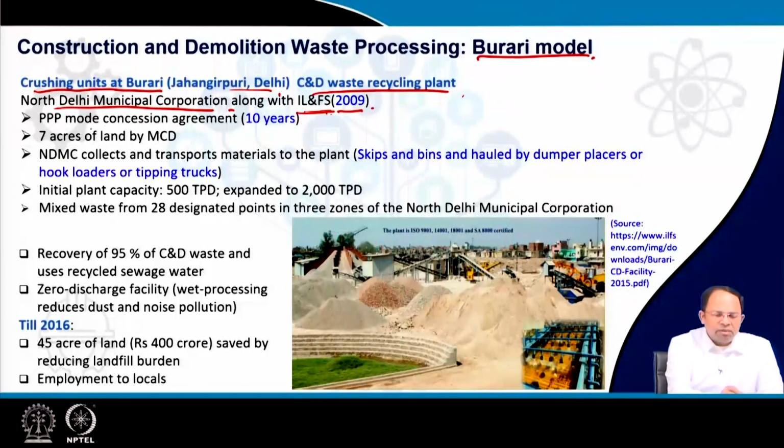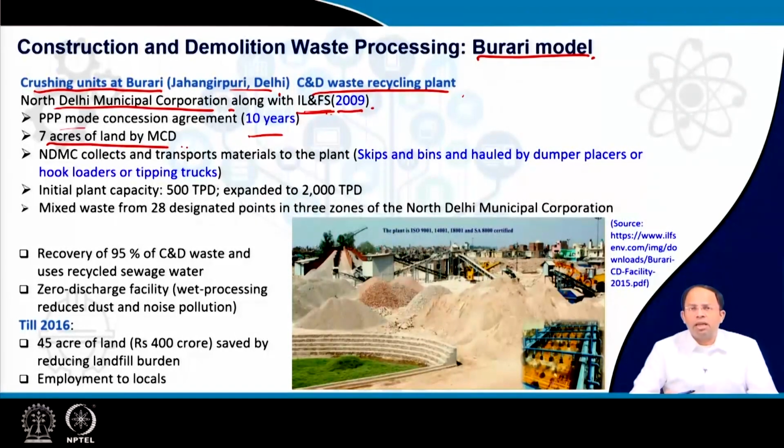Now, the agreement was done in PPP mode and on a concession basis, and the agreement was initially for 10 years, and eventually it was extended. The 7 acres of land was given by MCD to the company IL&FS to operate on. And NDMC collects and transports the materials to the plant. That's the responsibility of the municipal corporation, to collect the C&D waste and send it to the plant. For that, skips and bins, dumper placers or hook loaders, or tipping trucks are utilized, standard waste collection equipment.